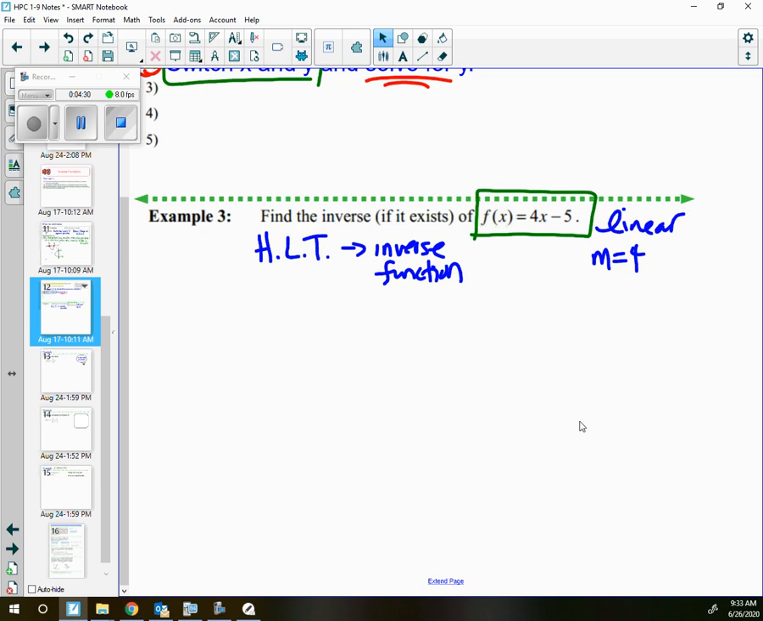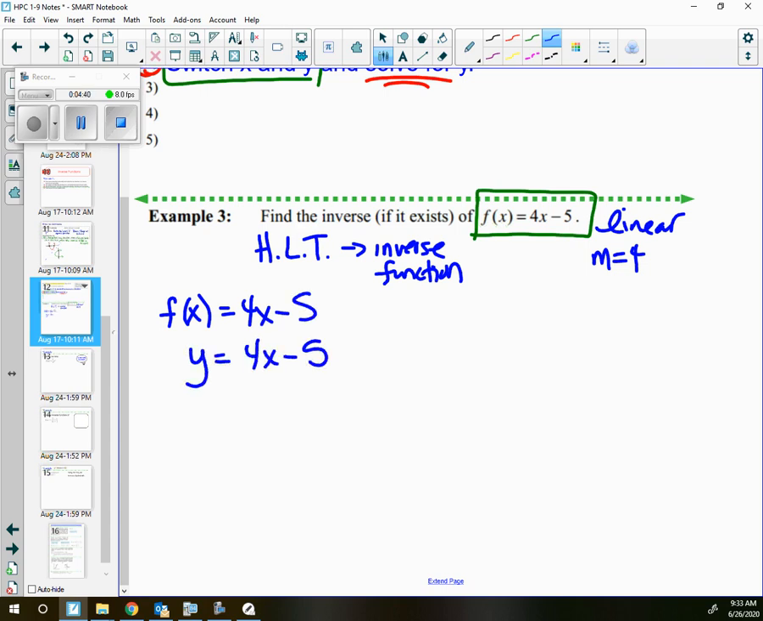All right, so let's talk about algebraically. How do we find this relationship? For a lot of people, instead of saying f of x equals 4x minus 5, it's a lot easier to think y equals 4x minus 5. Replace out that function notation just for the switching of the variables. It makes it a little bit easier. So let's find the inverse.